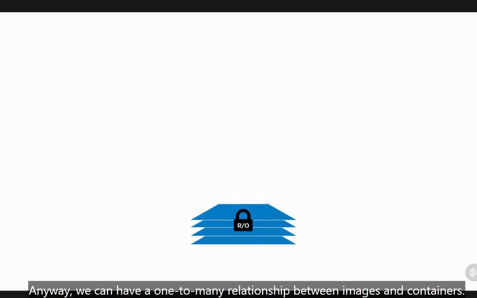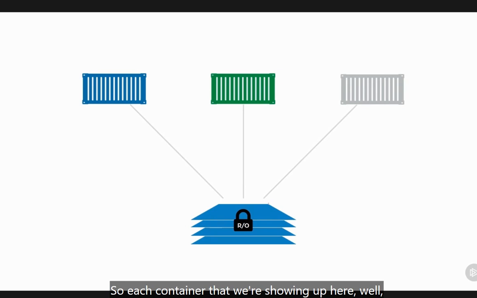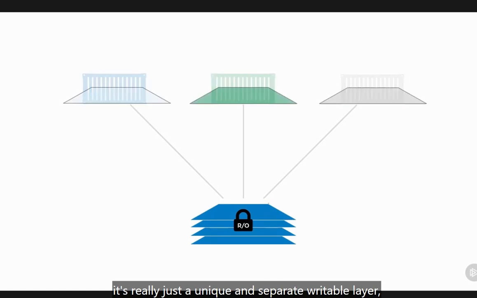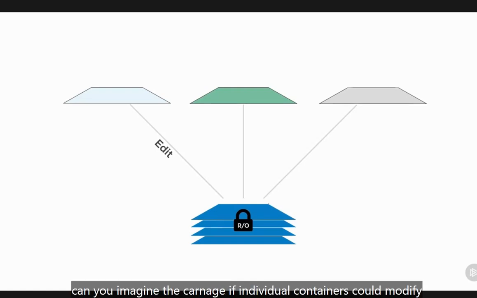Anyway, we can have a one-to-many relationship between images and containers. So each container that we're showing up here, well, it's really just a unique and separate writable layer, remember? And each one in this example is linked back to a single read-only image down here. So, if we're running a couple of containers off of this image, and this one here wants to edit a file in the image, well, it can't because the image is read-only. I mean, can you imagine the carnage if individual containers could modify shared images without the other containers knowing?